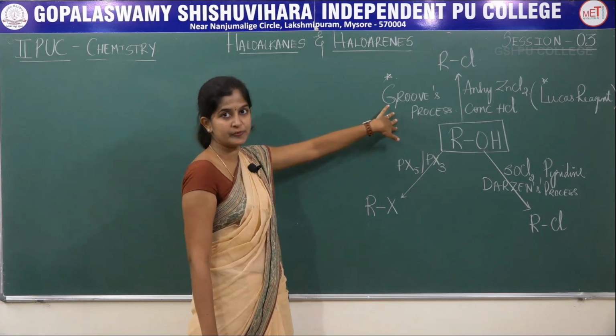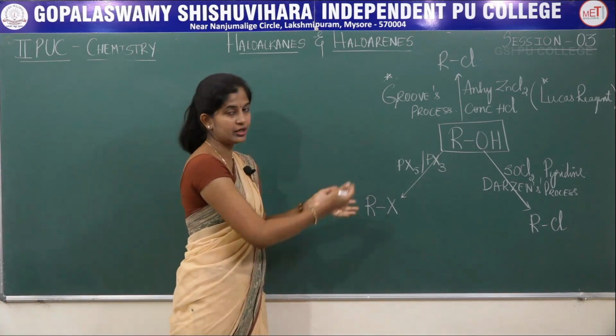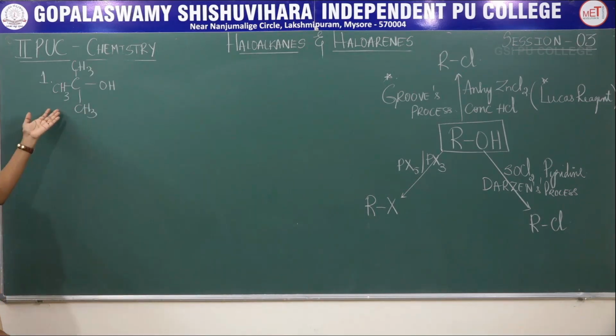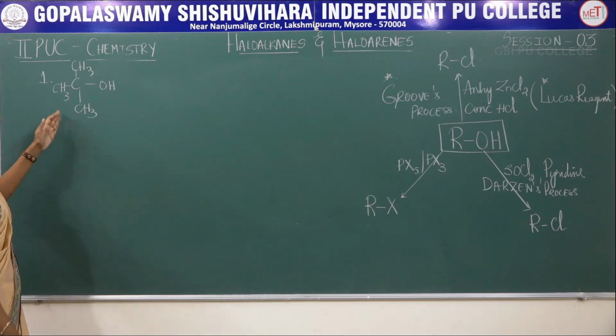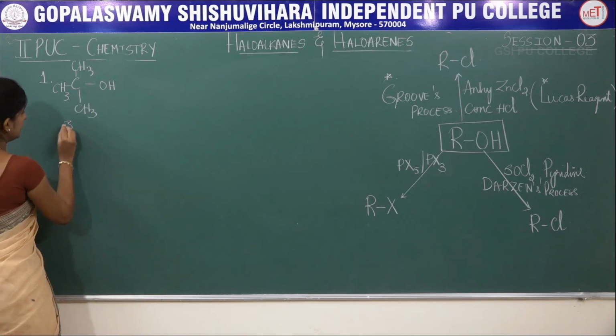First we will be taking the Groves process. I will be taking an example here, not a general example. So first method, that is the Groves process. This is your alcohol, it's a tertiary alcohol. What do you mean by a tertiary alcohol? The OH group is attached to a tertiary carbon atom. They are called tertiary alcohols. So this is a tertiary alcohol.